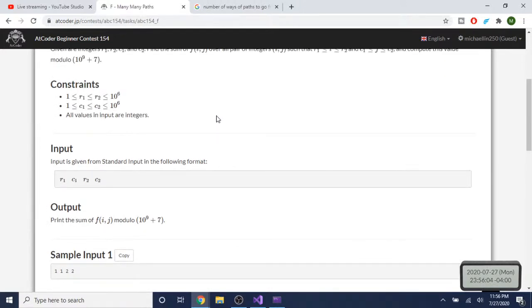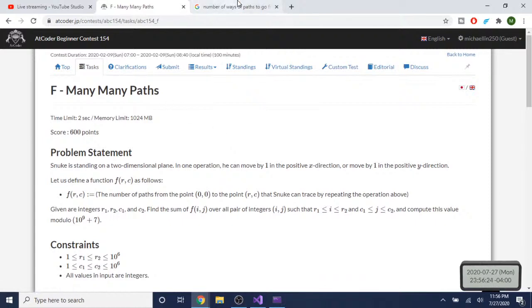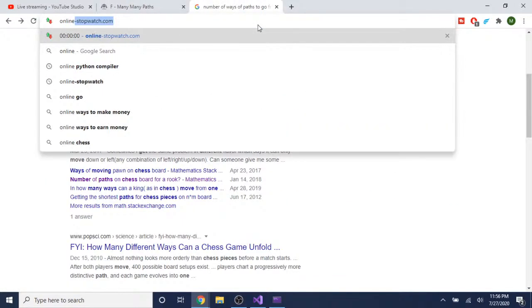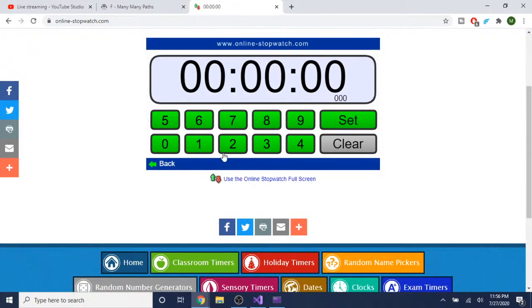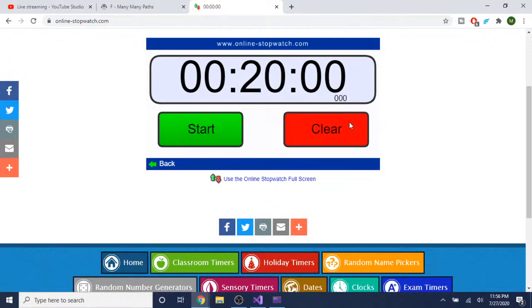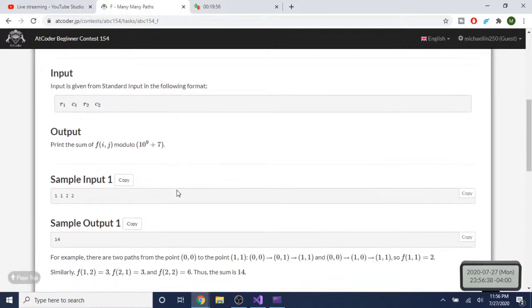Okay, let's keep thinking. It is a good idea to always think. Maybe we're overcounting some paths. That's probably what we're doing. Let's just keep thinking. If we still can't, I'll put a timer. If we can't figure out the problem in 20 minutes, I'll look at the editorial.